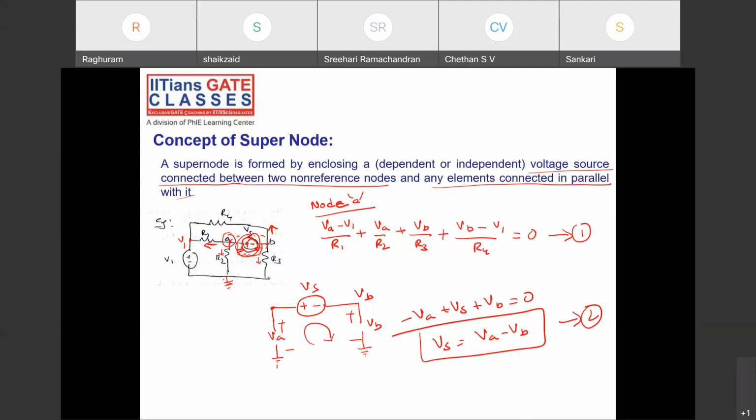So this is my VA with respect to ground. This potential is VA, and this potential is VB with respect to ground. Write down the KVL for this. Starting from this, you will get minus VA, the first sign you encounter. Then plus VS, the first sign you encounter. Then plus VB is equal to 0. Closed path KVL. So from this, VS is equal to VA minus VB. It depends upon the polarity of the voltage source, VS. Yeah, okay.